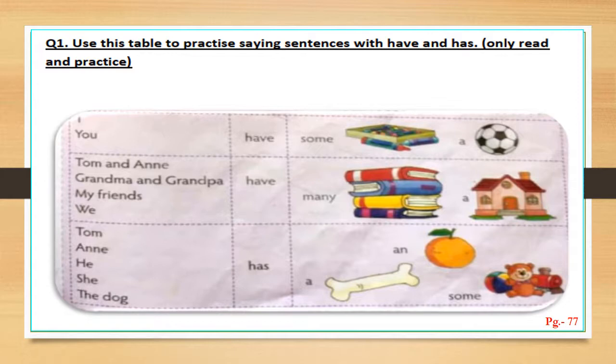Next is given subjects. Tom and Annie, grandma and grandpa, my friends, and we. So all these subjects are plural. With the plural, we will write have. Next here given subjects, Tom, Annie, he, she, the dog. All here subjects given singular. So we will write has with the singular subject.